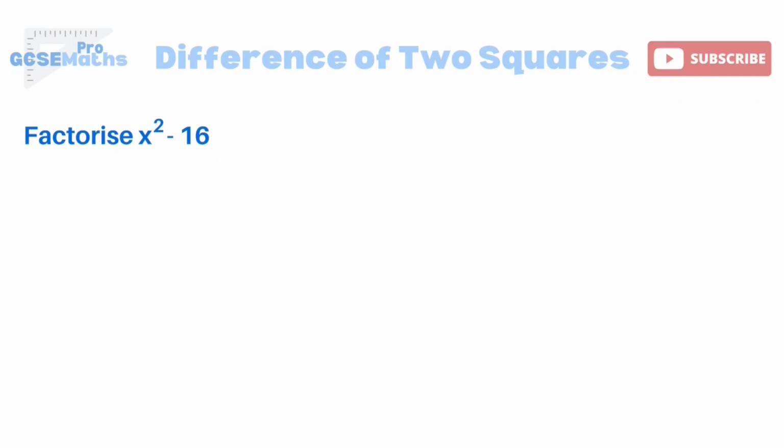So first of all, what is the difference of two squares? Well, as you can see here, we've got an expression that is x squared minus 16. Okay, well, first of all, x squared is a square number, isn't it? It is literally x times x, which is a square number. And 16 is also a square number, isn't it? It's 4 times 4. So those are the two squares, right? We've got a square here and a square here.